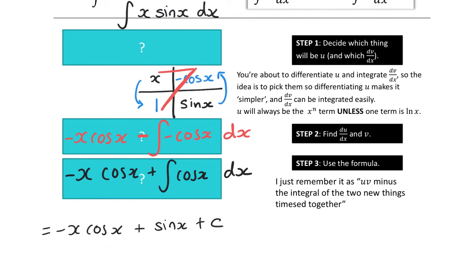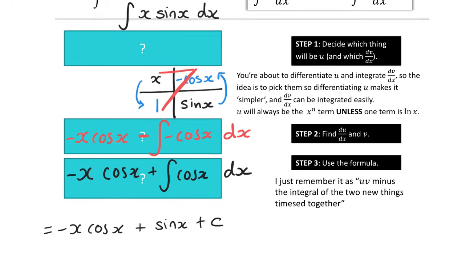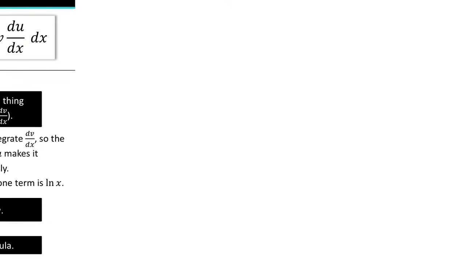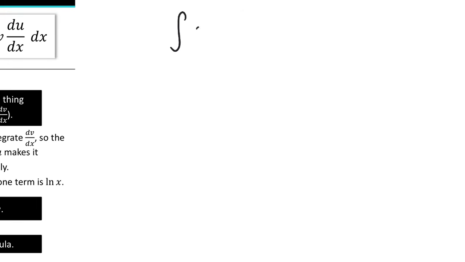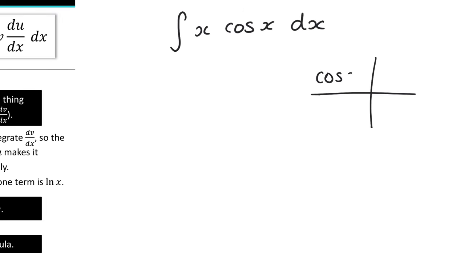Feeling good? Yeah? So now what we're going to do is for the previous example, what did we have again? We had x cos x with respect to x, right? And I said to you we had to put x here and we had to put cos x here. Okay, I want you to try it the other way. See what happens for me. So this time I want you to put cos x here and I want you to put x here. Okay? Can we all give that a go?